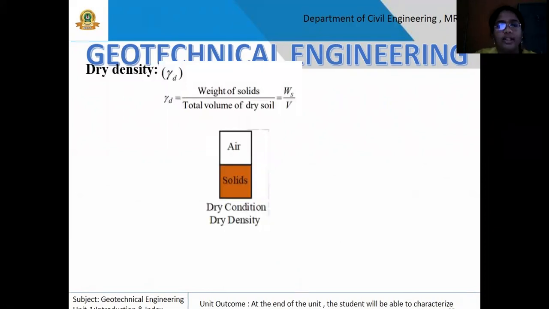Next, dry density denoted by gamma d, gamma with the suffix d. So it is equal to weight of solids by total volume of soil. So in the total soil sample, we will be finding what is the amount of solids present in the total volume. So it is equal to Ws by V, that is weight of solids by total volume of the dry soil.